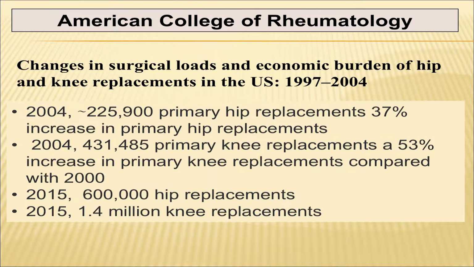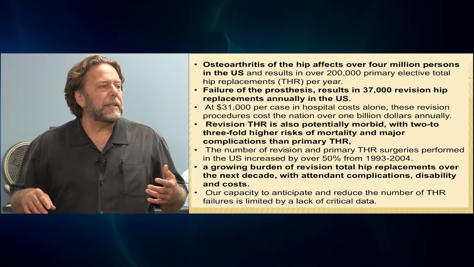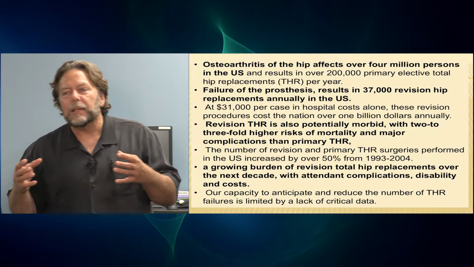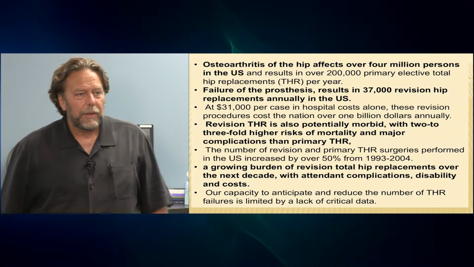American College of Rheumatology did another study from 1997 to 2004. It turns out in that 7-year span, hip replacements increased 37%. And they're saying back then in 2004, there's going to be about 600,000 hip replacements every year. The problem is the revisions. And this means that it doesn't work. And you're looking between 10 and 12% of the hip replacements that they put in, they got to take out and redo.